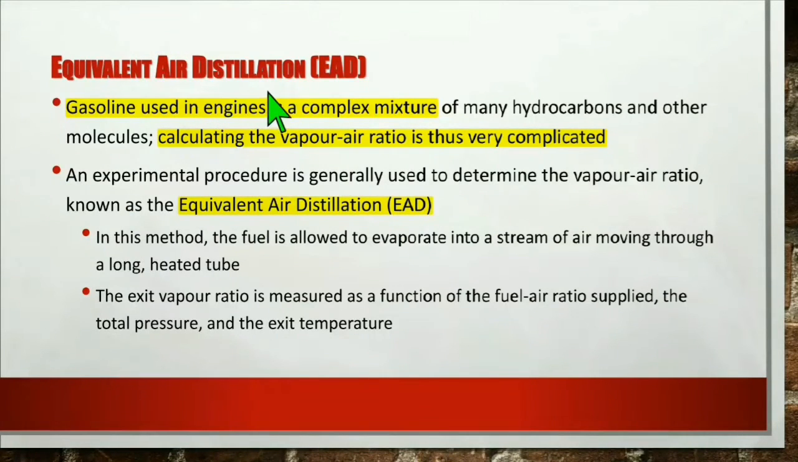Equivalent air distillation (EAD). Gasoline used in engines is a complex mixture of many hydrocarbons and other molecules. Calculating the vapor-air ratio is thus very complicated. An experimental procedure is generally used to determine the vapor-air ratio, known as the equivalent air distillation (EAD). In this method, the fuel is allowed to evaporate into a stream of air moving through a long heated tube. The exit vapor ratio is measured as a function of the fuel-air ratio supplied, the total pressure, and the exit temperature.